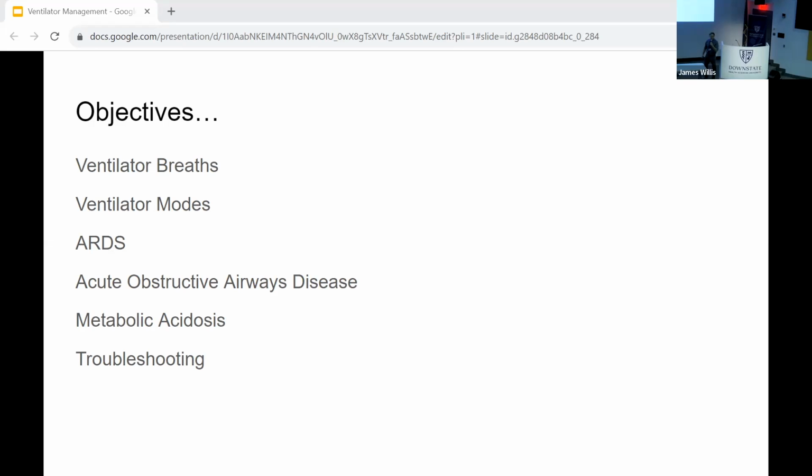And the objectives are to cover the topic of ventilator breaths, ventilator modes, ventilating ARDS, ventilating acute obstructive airway disease, typically asthma, with COPD, metabolic acidosis, and then some troubleshooting. My main goal is to walk away with a vocabulary, how to approach a ventilator, how to have a terminology and a common language, and to get some comfort with your rounds in the ICU, down in the CCT, and then obviously for inspiring some future discussions and taking it to the next level.